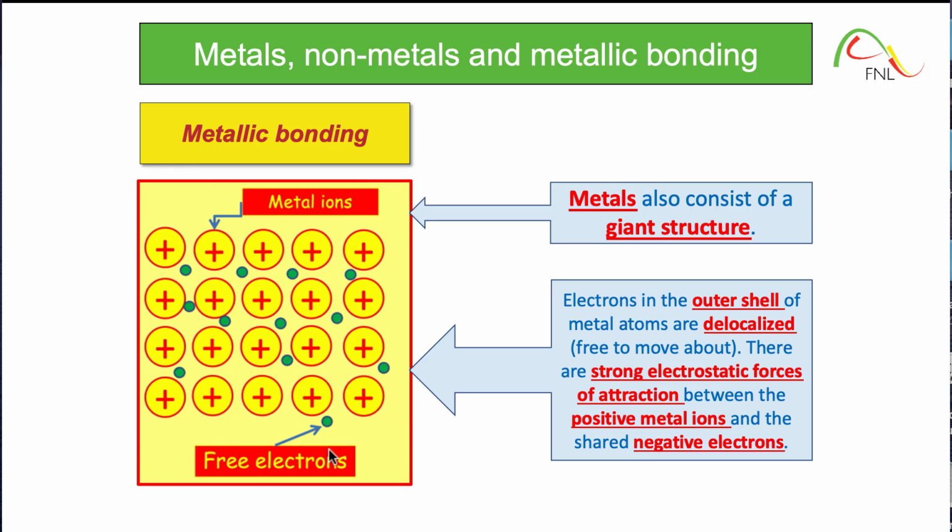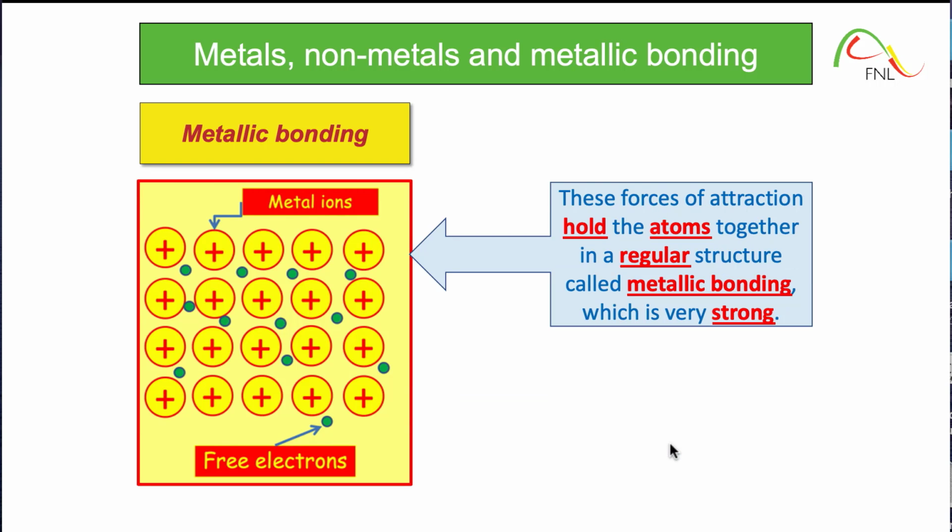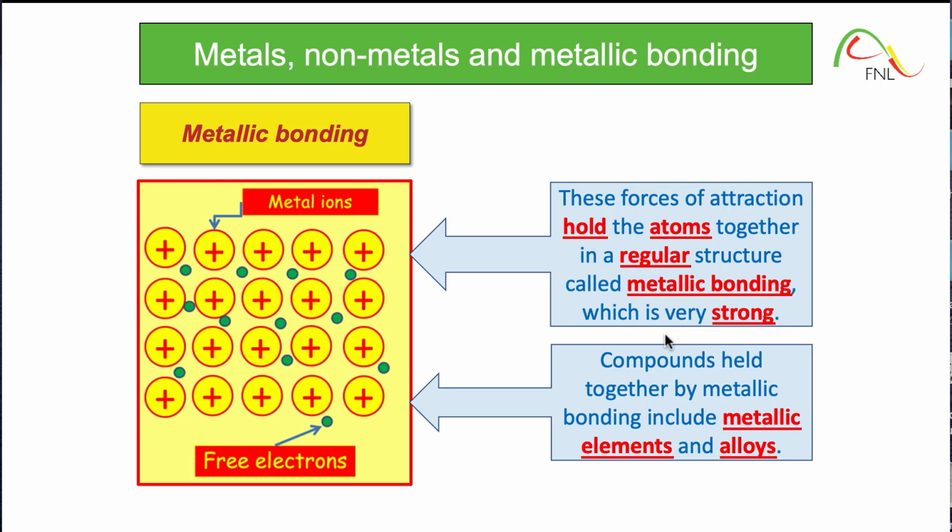Remember that? We haven't got a vocab sheet here for this section, but worth putting down. Delocalized means free to move about. There are strong electrostatic forces of attraction between the positive metal ions and the shared negative electrons. These forces of attraction hold atoms together in a regular structure called metallic bonding, which is very, very strong. And compounds held together by metallic bonding include metallic elements and also alloys. So I hope you understand now what's meant by the term metallic bonding.